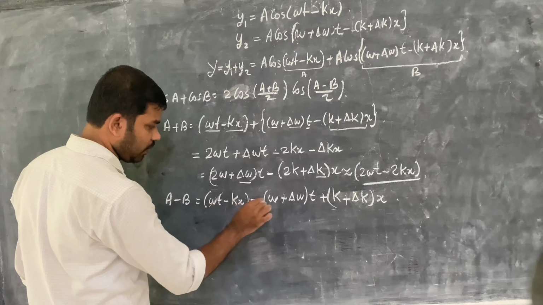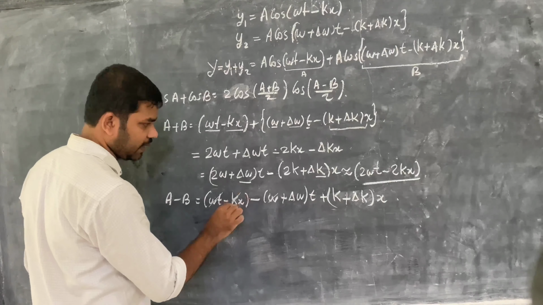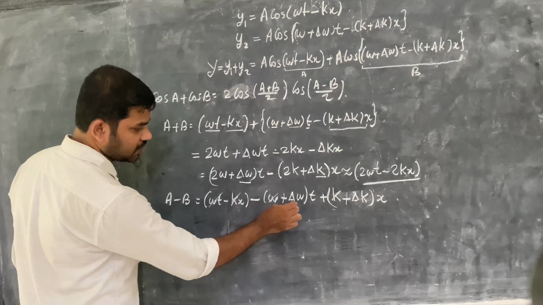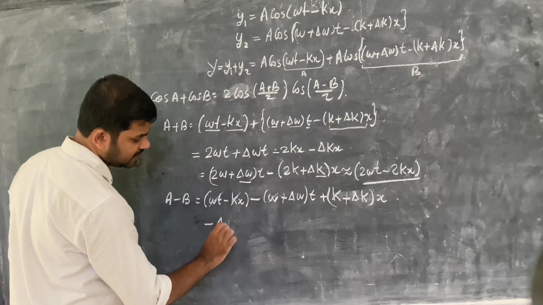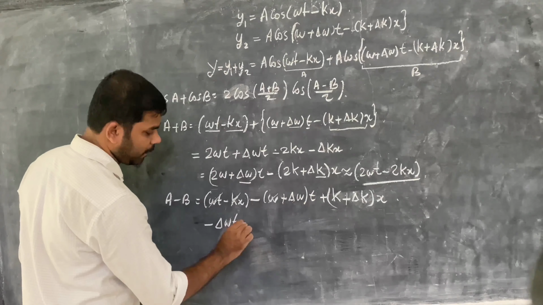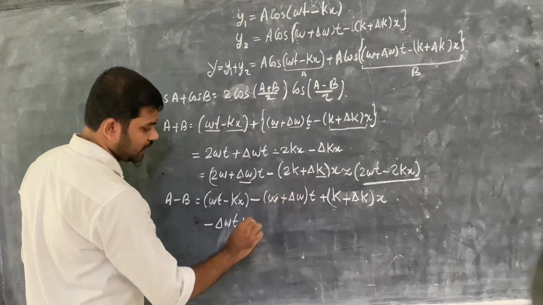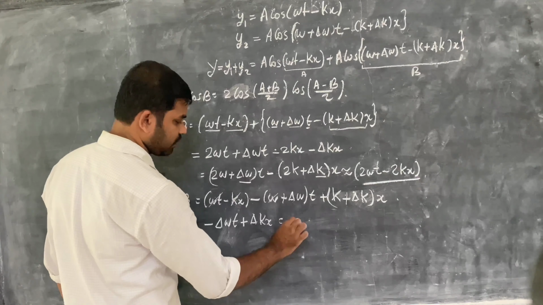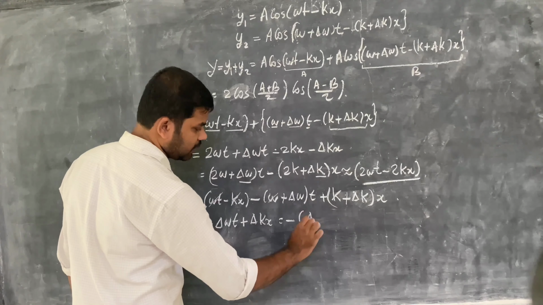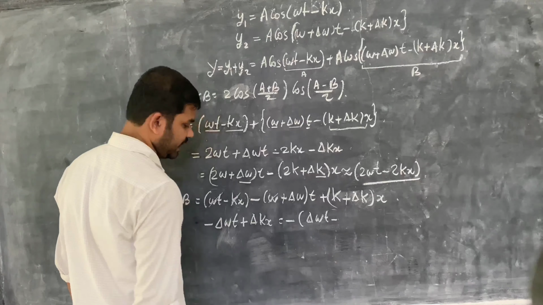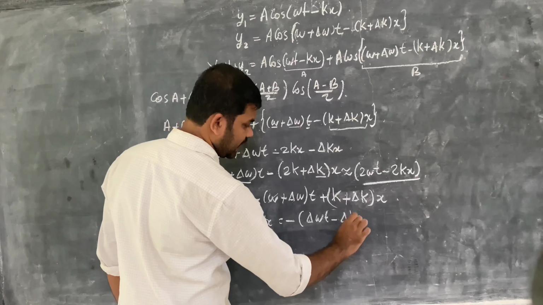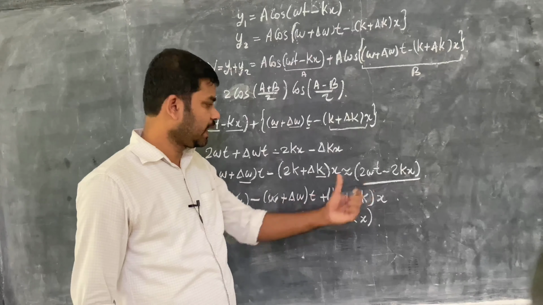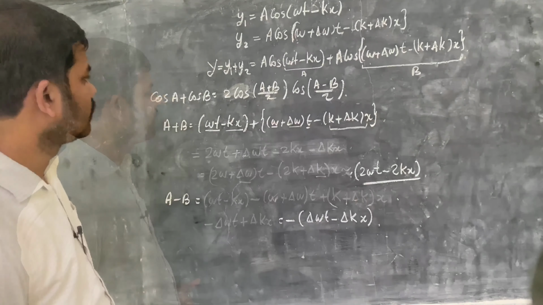So ωt cancels, and kx plus kx cancels. The remaining is minus Δω t plus Δk x. That's equal to minus of (Δω t − Δk x). So this is A plus B and this is A minus B.